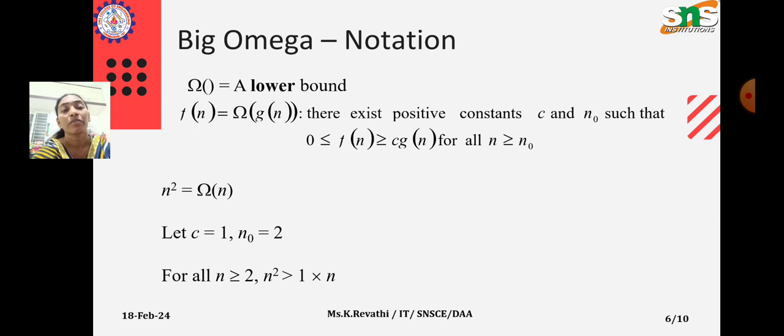That means omega is a lower bound. That means f of n is equal to omega of g of n. There exist positive constants c and n naught such that 0 is less than or equal to c times g of n, which is less than or equal to f of n, for all n greater than or equal to n naught. That means n square equals omega of n. Let c equal 1 and n naught equal 2, then for all n greater than or equal to 2, n square is greater than 1 into n.